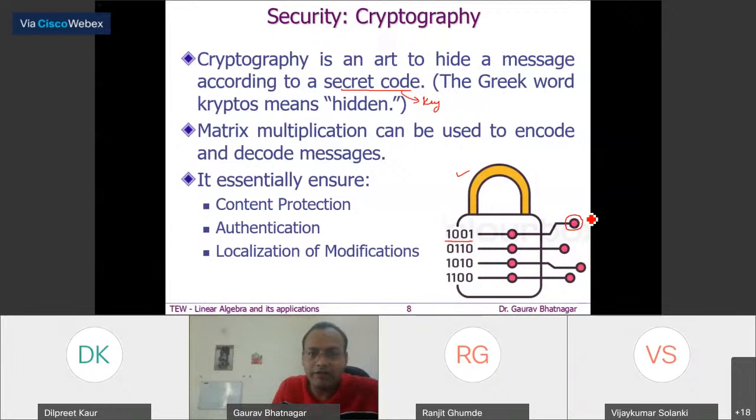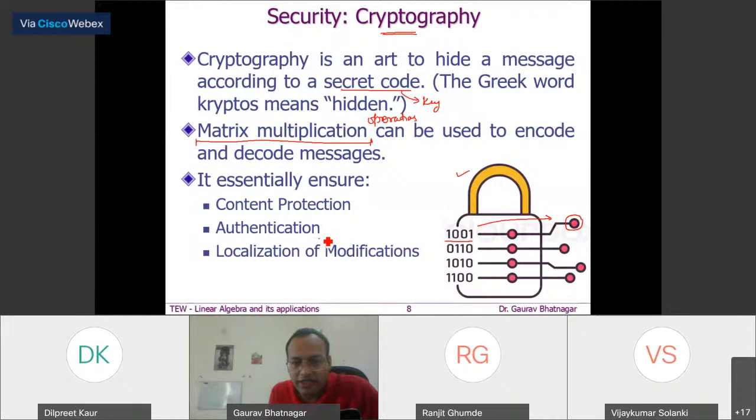Now in cryptography, if you look at the application of linear algebra, then matrix multiplication, or in general matrix operations, are going to play a vital role in encoding and decoding a given message. This cryptography is going to essentially ensure content protection, because you are changing the content of your data. If I say I have 1001, and I'm now changing it to something else, basically I'm just trying to secure the content.